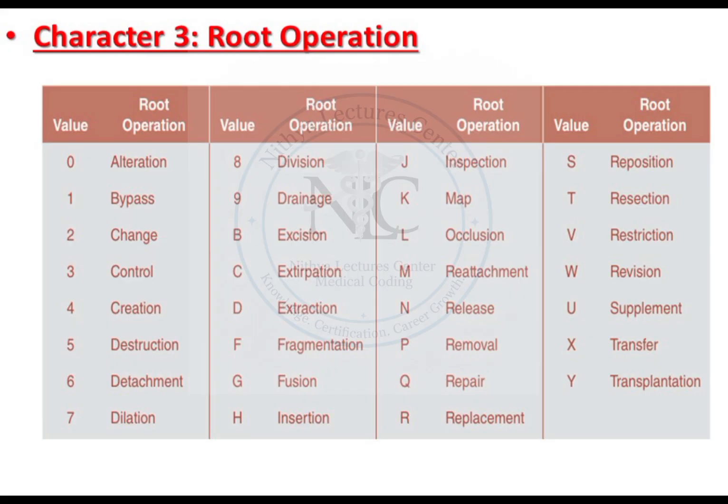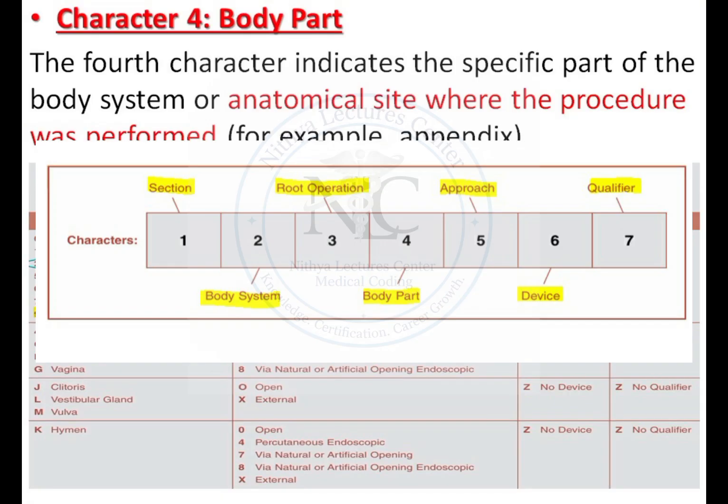Group 1 is in a category like taking things out. For example, let us take excision, which is cutting out a body part, like a biopsy. So like that we have separated the root operations into categories of groups, and we have 31 root operations. Now let's see character 4, which is body part.